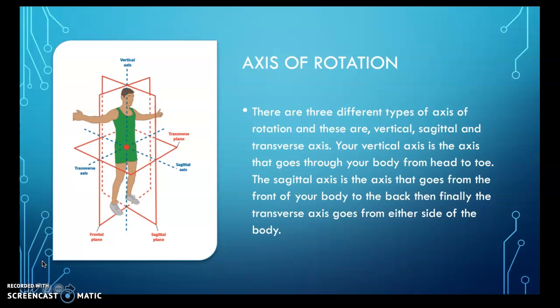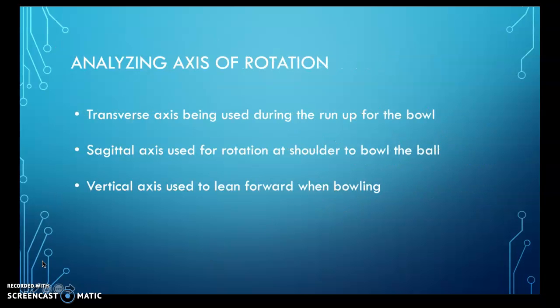So when we come to analysing axes, the axis of rotation being used is the sagittal axis. This is when the athlete has to rotate their arm around in a circle to bowl and generate the most velocity possible. During the run-up in bowling, the axis of rotation being used is the transverse axis.